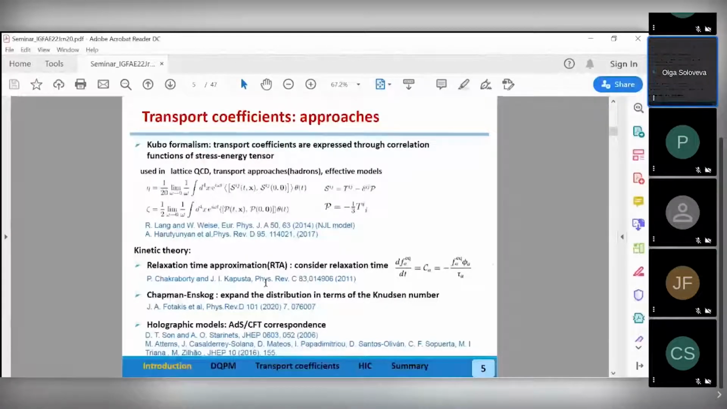Sorry, may I ask what DQPM stands for? Yeah, we will discuss it later, it is the Dynamical QuasiParticle Model.